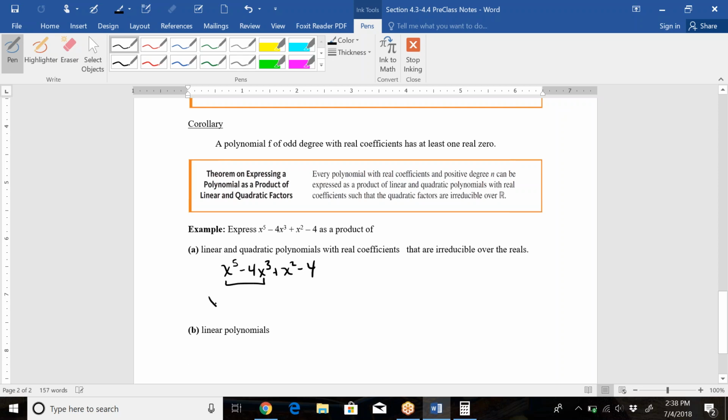We can pull an x to the 3rd out of the first pair. That would leave me with x squared minus 4. I can pull a positive 1 out of the second pair. That would also leave me with x squared minus 4. Then I would have x squared minus 4 come to the front, and x to the 3rd plus 1 would be at the end. This factors using perfect squares, so that'd be x plus 2, x minus 2.